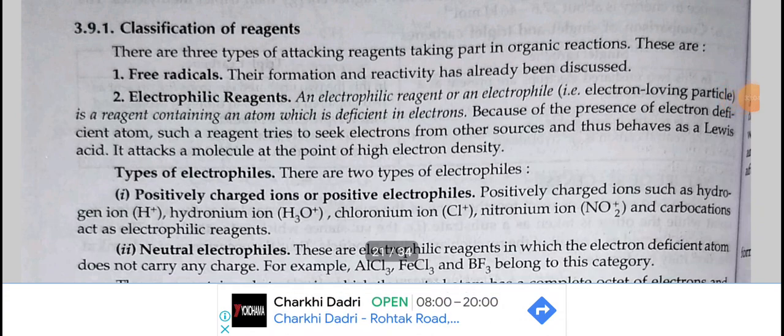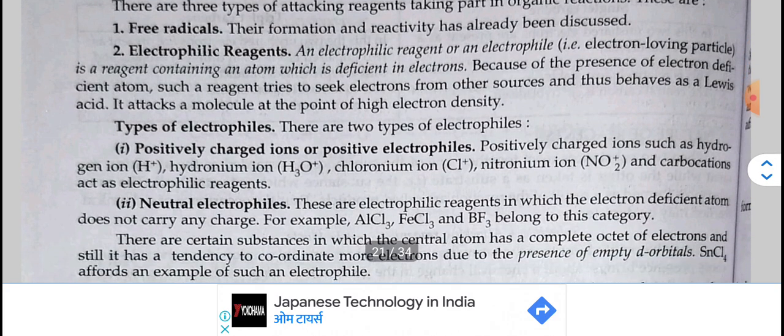Classification of reagents. There are three types of attacking reagents taking part in organic reactions. These are free radicals, whose formation and reactivity have already been discussed. Electrophilic reagents: an electrophilic reagent, or an electrophile (electron-loving species), is a reagent containing an atom which is deficient in electrons. Because of the presence of an electron deficient atom, such a reagent tries to seek electrons from other sources and thus behaves as a Lewis acid. It attacks a molecule at the point of high electron density.